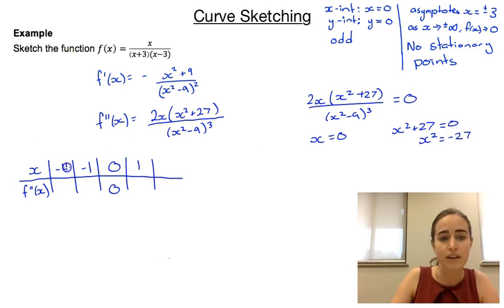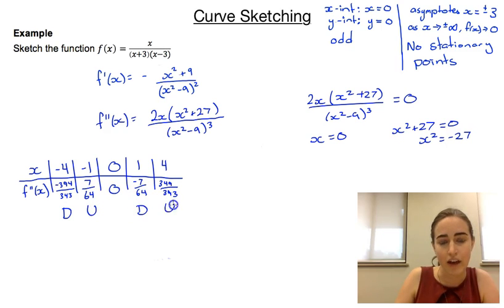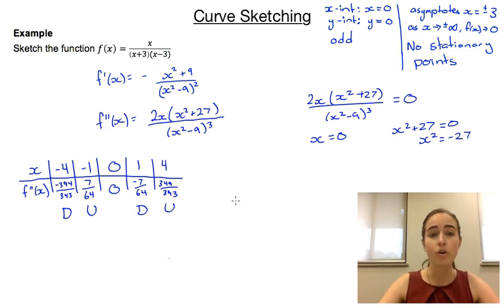So let's test minus 4 and 4 while we're at it. So we're going to go through and put all of those values into this function to find those values down there. So once we've got those, we can interpret them. So we know over here it's concave down, concave up, concave down, and concave up. So we're looking at the negatives and the positives there. So now we have all of our information, we can start actually trying to sketch our function.